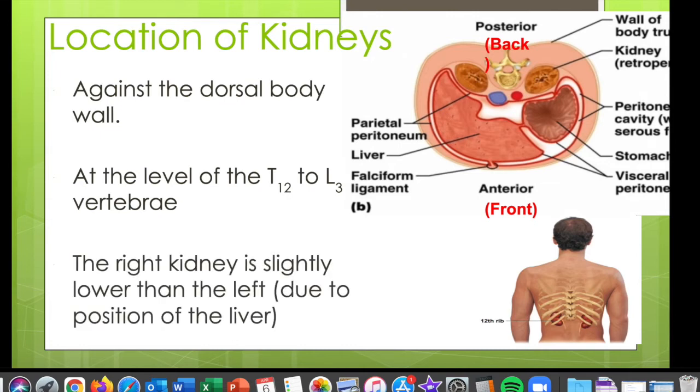Again, the right kidney is slightly lower than the left, and that's due to the position of the liver. You can see that here. Because that's such a large internal organ, that's going to take up some of that space where the right kidney would be if it were at the same level or same height in your body as the left kidney.